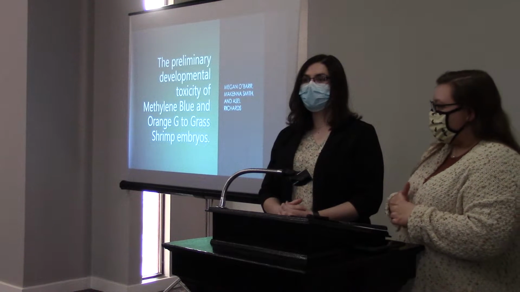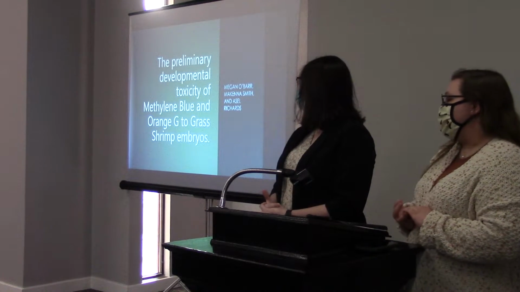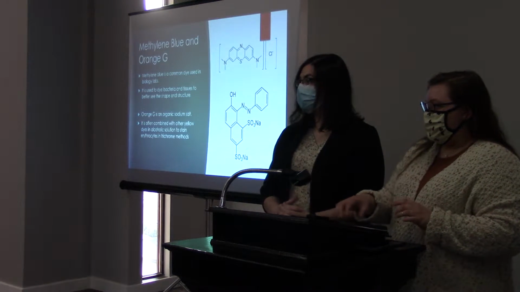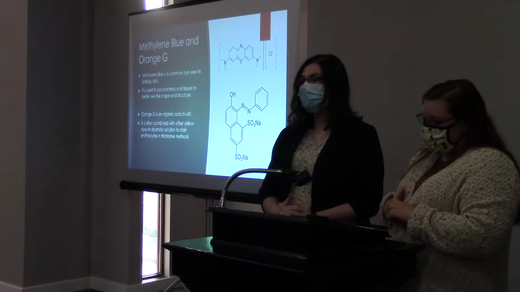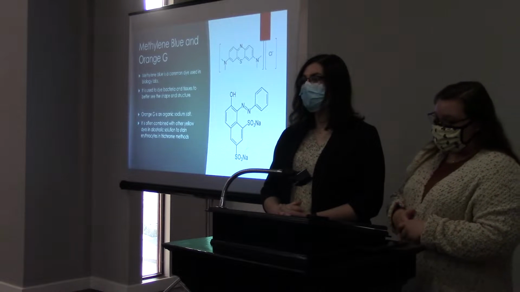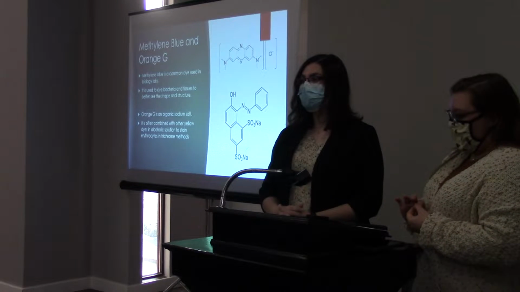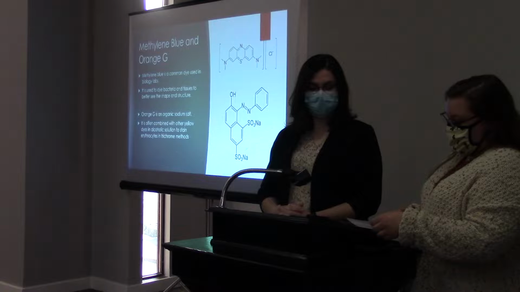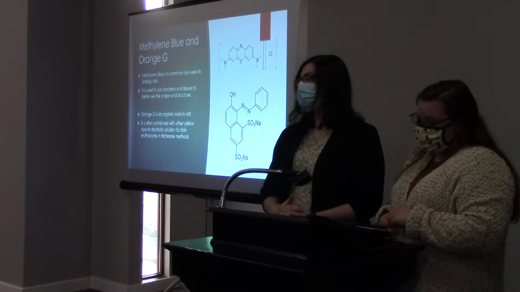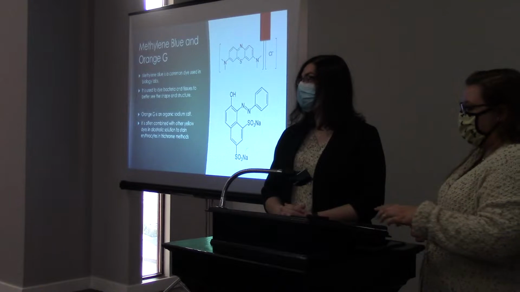Okay, so our project was on the preliminary developmental toxicity of methylene blue and orange G to grass shrimp embryos. Methylene blue is a common dye used in most biology labs. It's often used to dye bacteria and tissues to better see their shape and structure. And orange G is an organic sodium salt. It's often combined with other yellow dyes in an alcoholic solution to stain erythrocytes in trichrome methods.